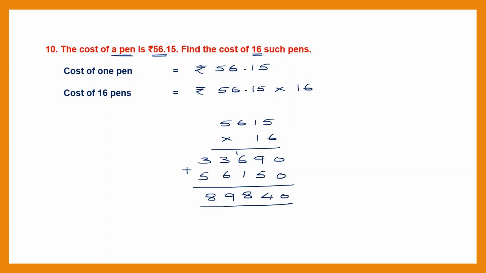Now let's go back to the question. Count the number of decimal places. Here there are 2, nothing there. So here we have 1, 2. So our answer also should have 2 places. Moving from the right to the left, 1, 2 and point. So what is the answer? The cost of 16 pens is rupees 898 and 40 paise.